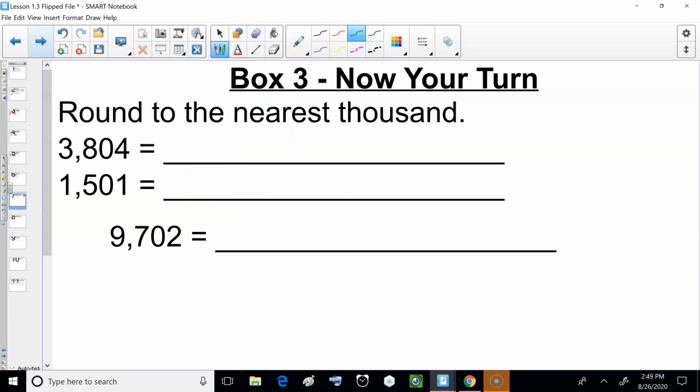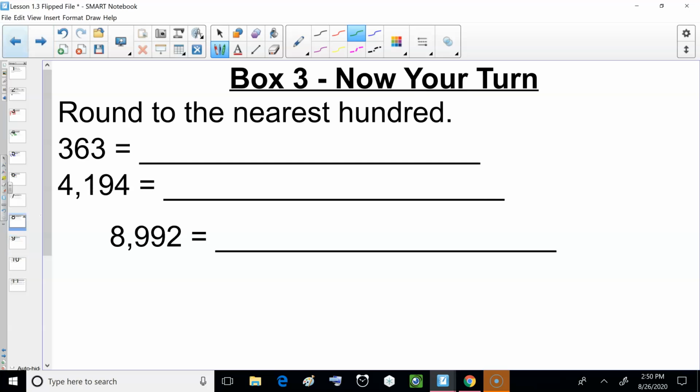Right now, I take these numbers and I'd like you to round them to the nearest 1,000. So you can pause the video right now, work on completing these problems of rounding to the nearest 1,000. With these problems, you can now round to the nearest 100. So make sure you pause the video and round each of these to the nearest 100.